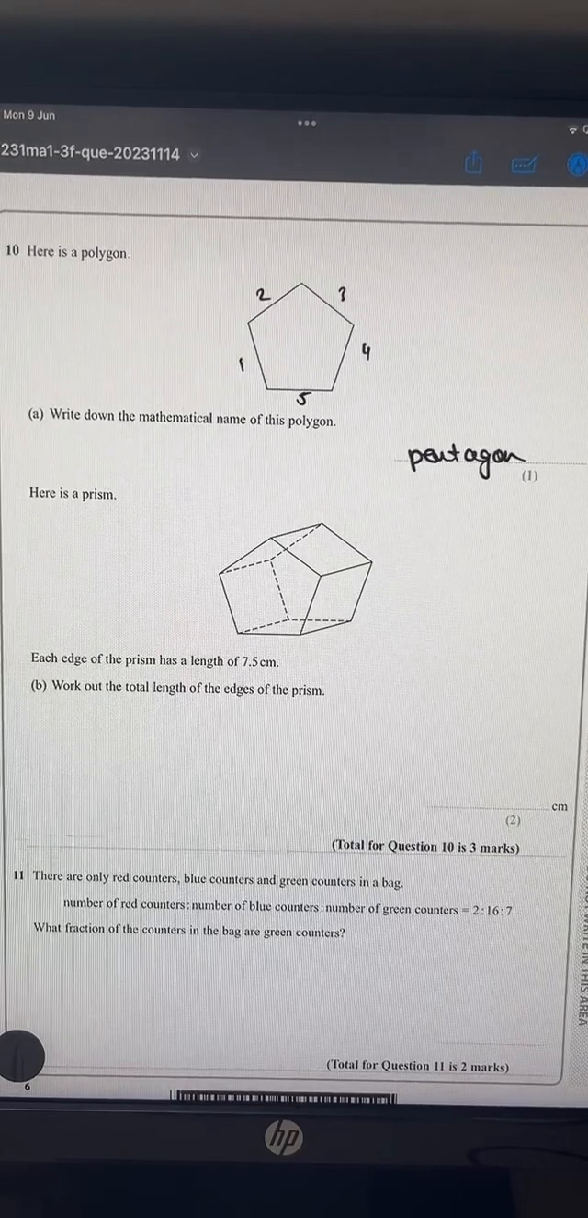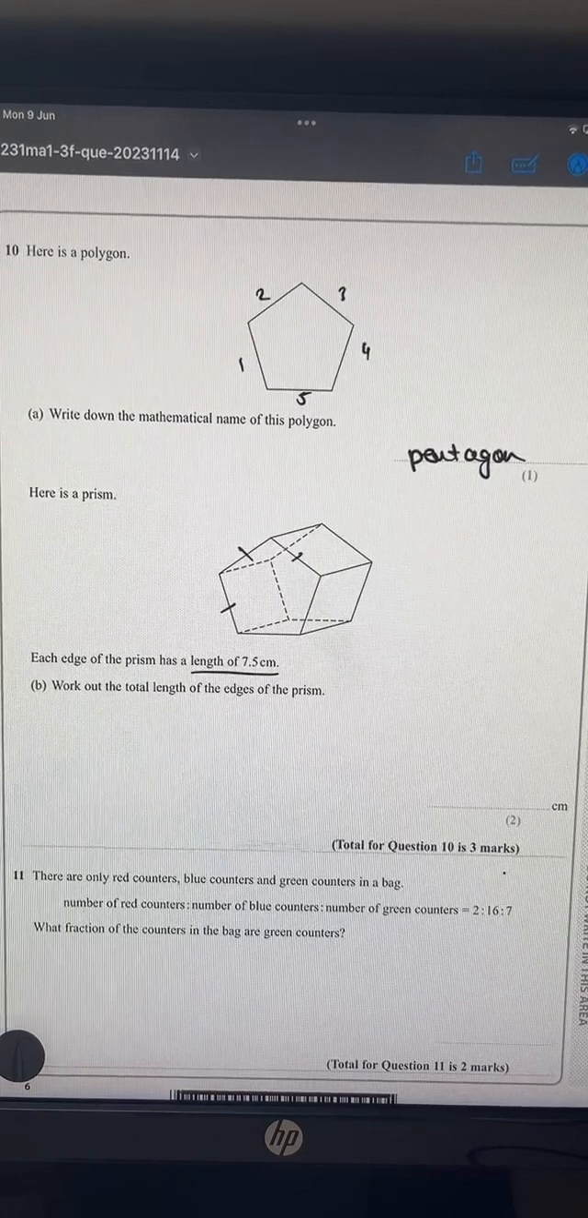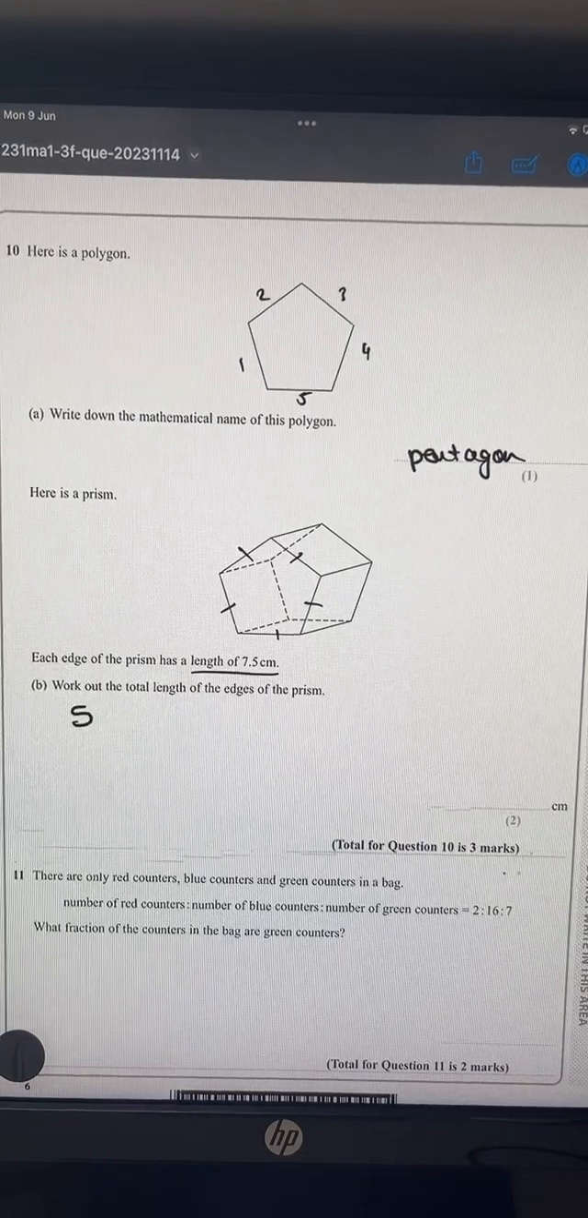All right. Here is a prism. Each edge of the prism has a length of 7.5 centimeters. Work out the total length of the edges of the prism. All right. So each length is 7.5. I just gotta see how many lengths have I got. Well, I know this has 5 sides. 1, 2, 3, 4, 5. So I've got 5 sides there.